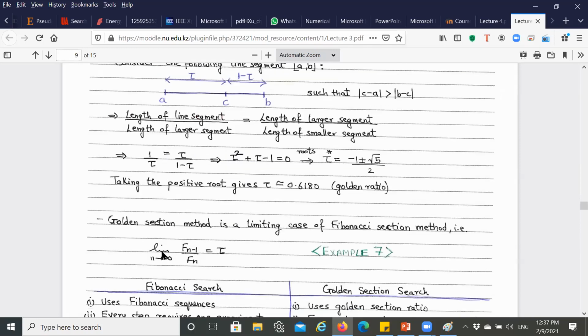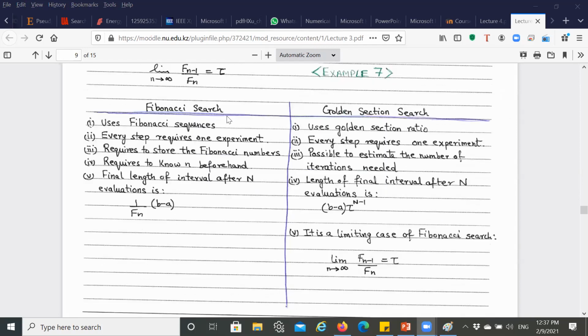When you take the limit as n goes to infinity, as our friend said, the ratio of two consecutive Fibonacci numbers would actually be equal to tau. This is again a very interesting property. If you want to compare the Fibonacci search and the golden search, Fibonacci search uses the Fibonacci sequence. So I have to calculate all the Fibonacci numbers up to Fn, because n should be known in advance. With the golden ratio, you don't have to do that. You just use tau.